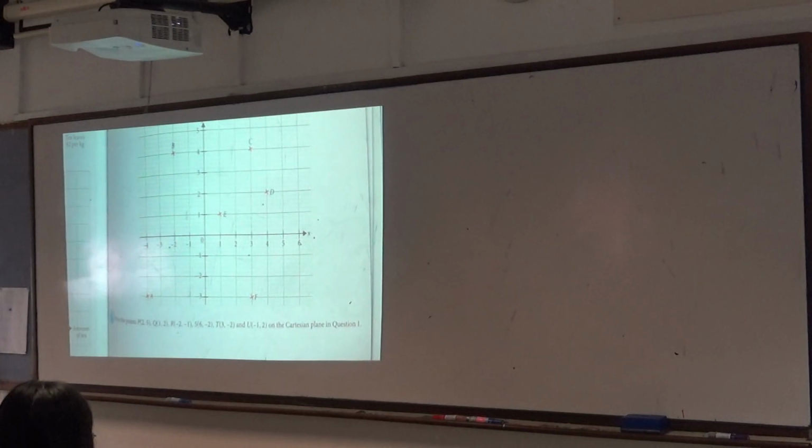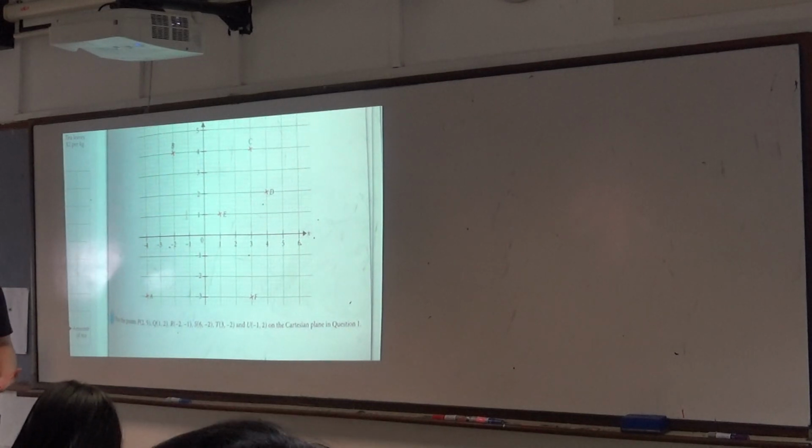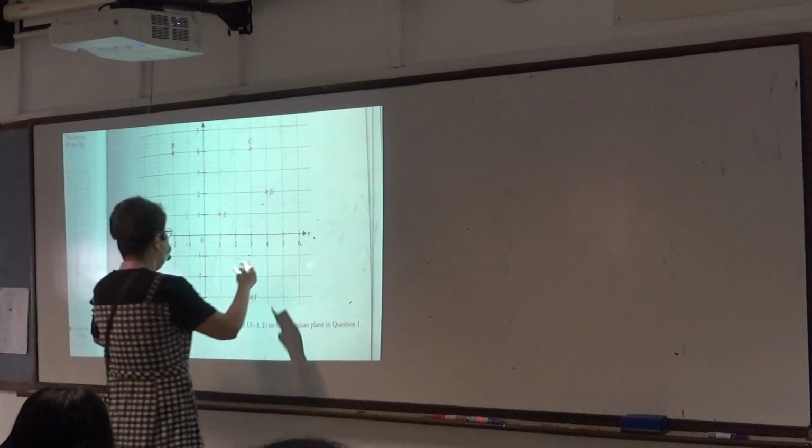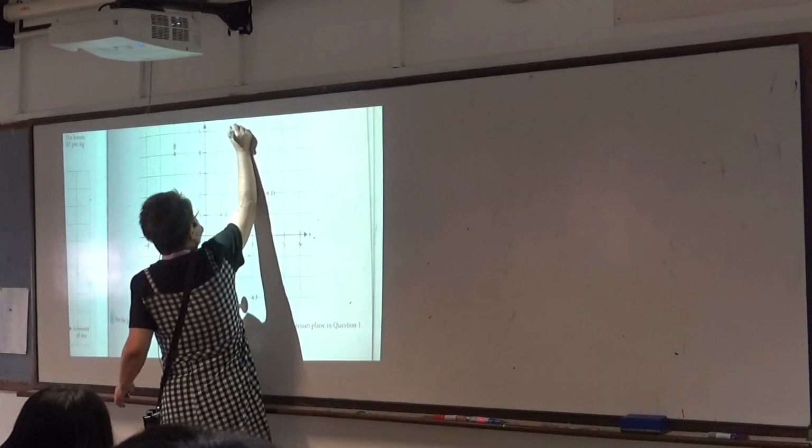Done? Some people are done. Do you agree that this is much easier than algebra? Alright, good. P is (2, 5), so it must be here. P, right?